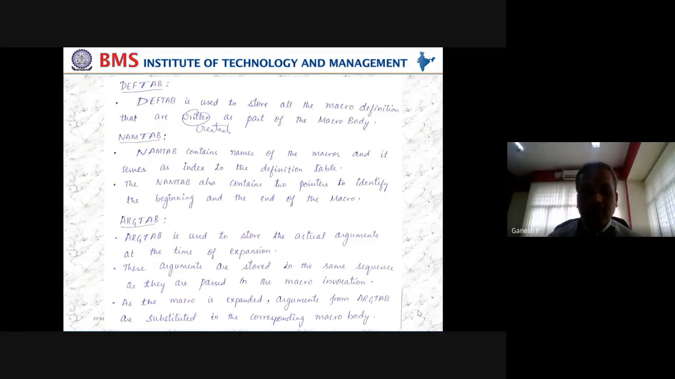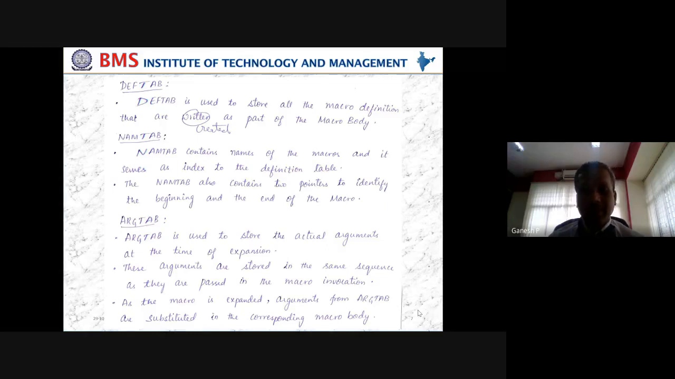So when the macro is getting expanded, these arguments, which are actual arguments, will be replacing the formal parameters. We have also seen in the previous examples that ampersand ID and all will be replaced by the original or the actual parameters when the macro gets expanded. To facilitate that, we require an argument table.